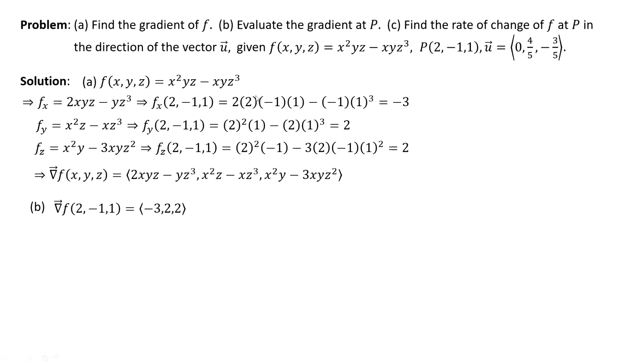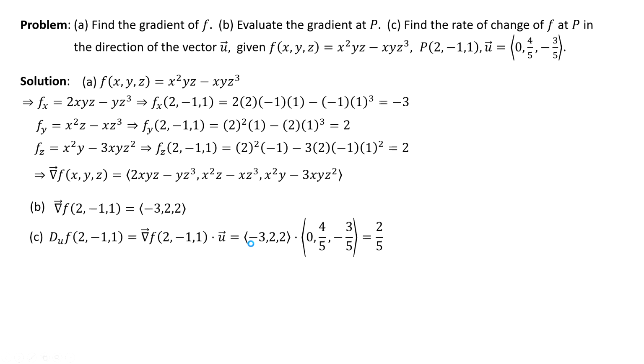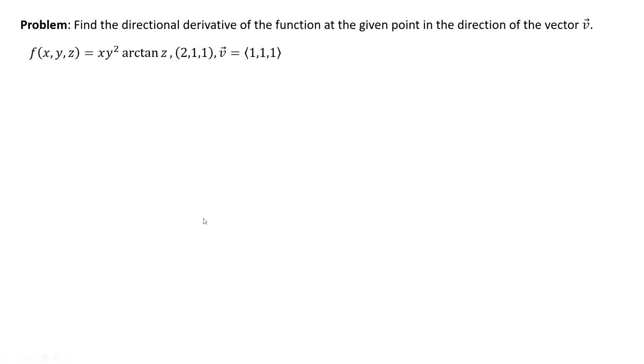So what have we done so far? We have figured out the gradient of f and evaluated the gradient at p. That's precisely what we have done here. And now find the rate of change of f at p in the direction. That's nothing but D sub u, and so we take the dot product of this vector with u. And we get 2/5. Simple, straightforward. All right, moving along.